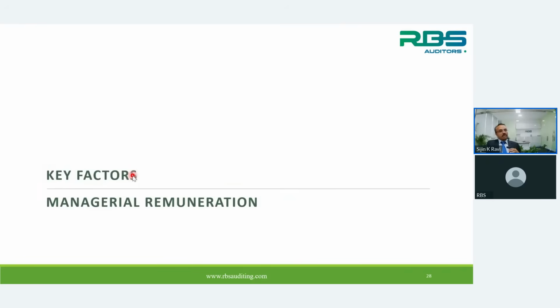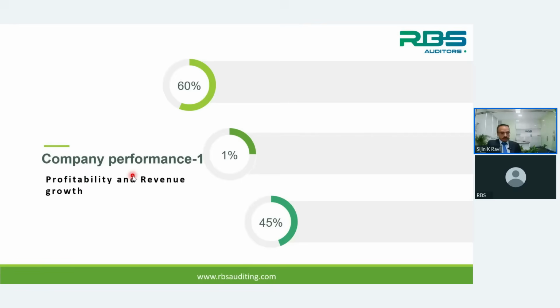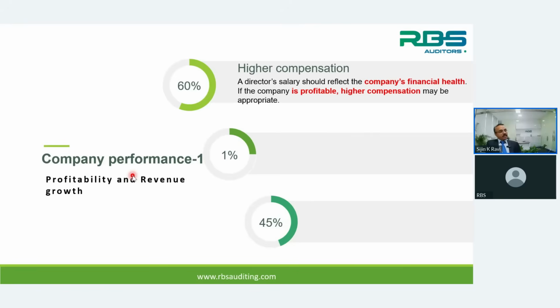Now let us look at what are the key factors before doing a benchmarking for managerial remuneration. So one is relating to the company's performance, that is profitability and revenue growth. So a director's salary should reflect the company's financial health. So if a company is profitable, higher compensation may be appropriate. And for a struggling company, they may need to adjust their salary accordingly because of the lower compensation.